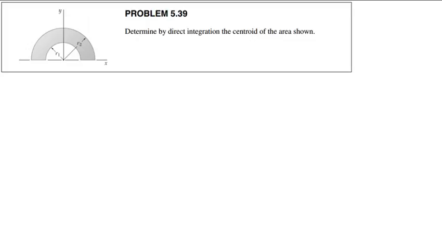I'm sorry. Okay. So here, the first thing I can say on this one is that x bar is obviously 0. It's symmetric about the y-axis, so x bar is going to be 0. So we only need to concern ourselves with one piece of this. So, let's see. What might we do?